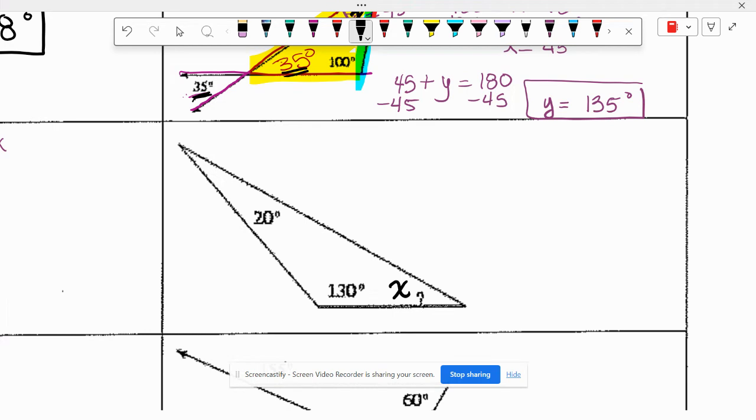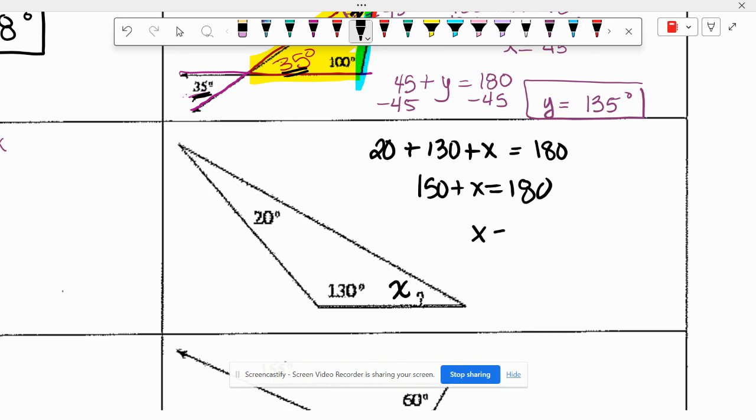What am I doing, Jack? Adding all the what? Adding all the angles. 120, 130 plus x. And what do they all add up to? 180. Okay. So that gives me 150 plus x equals 180. When I subtract 150 from both sides, what do I get? X equals 30 degrees.